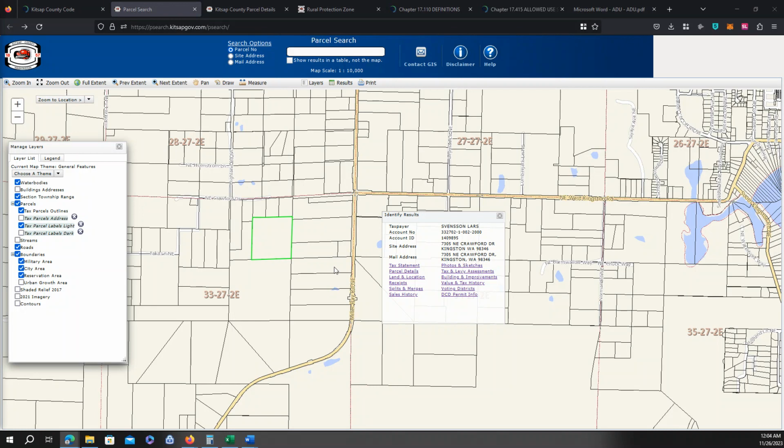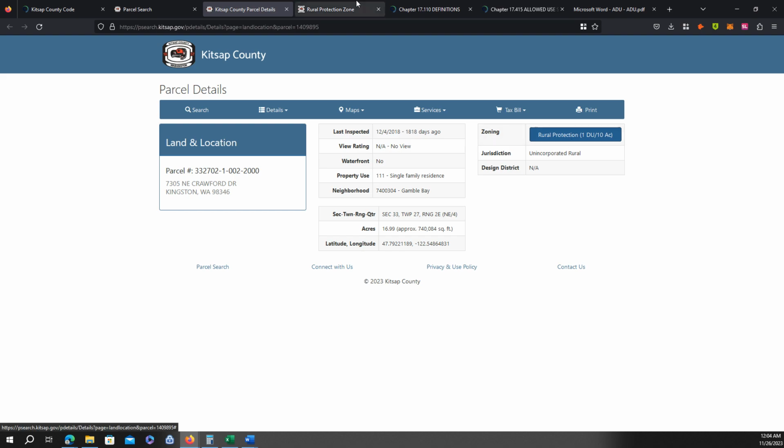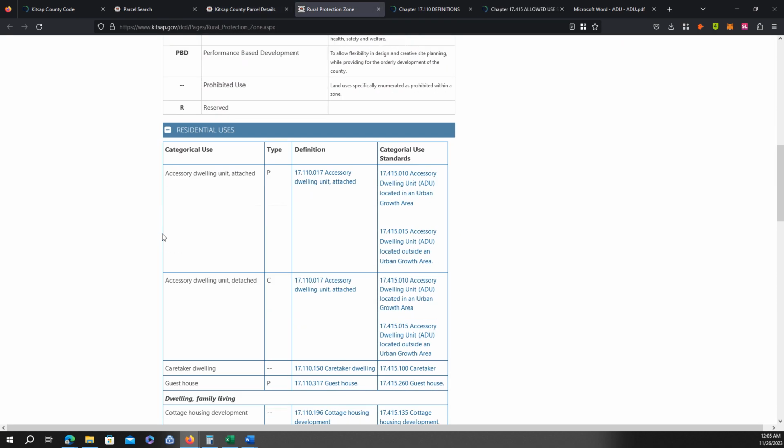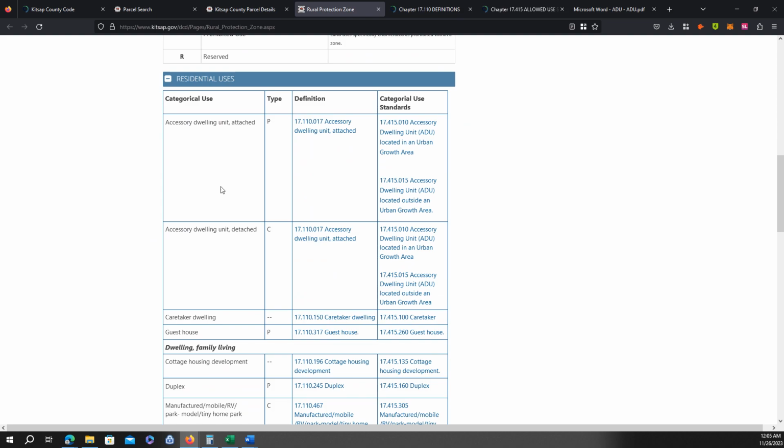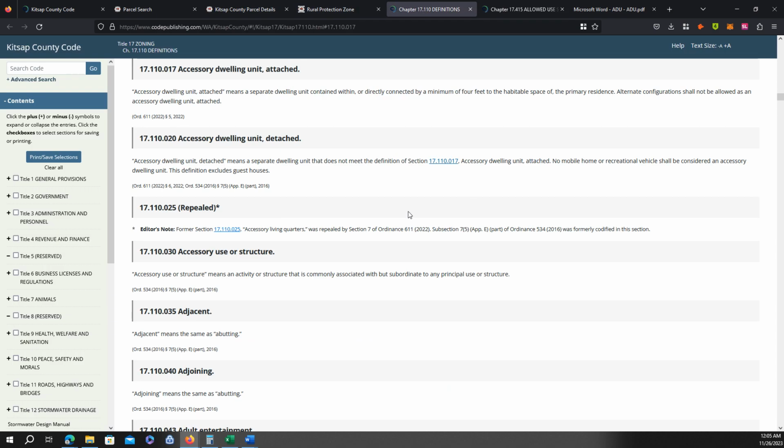You probably have your parcel search up. There's the parcel that we've been working with. We have the land location and we know the zone. We're going to go straight to the detached ADU code section. Real quick, let's take a look at the definition of what that means.